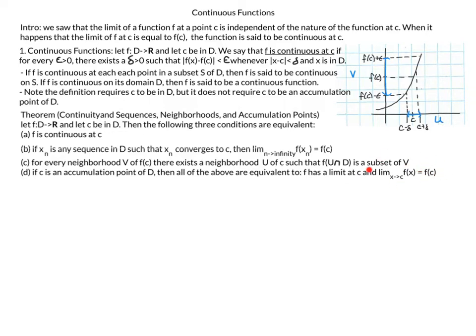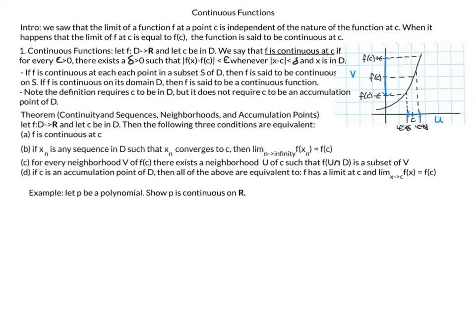So this is what we were talking about earlier, why the continuous function and the limit definitions are the same, because when it's continuous, then the limit of f of x as x approaches c is equal to f of c. I am going to leave this theorem without proof.